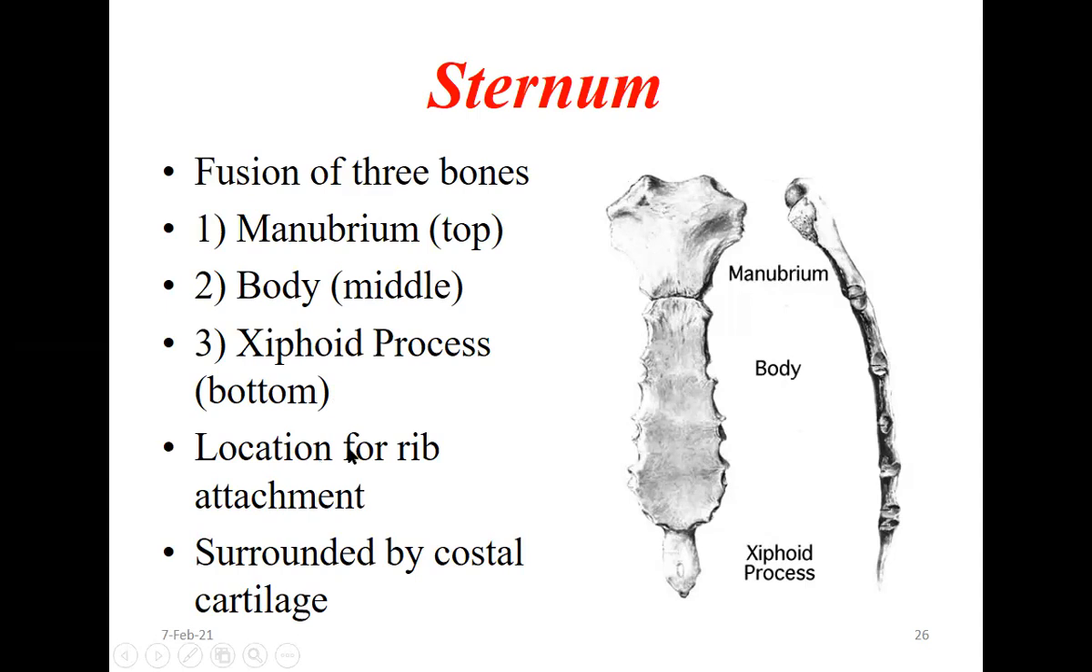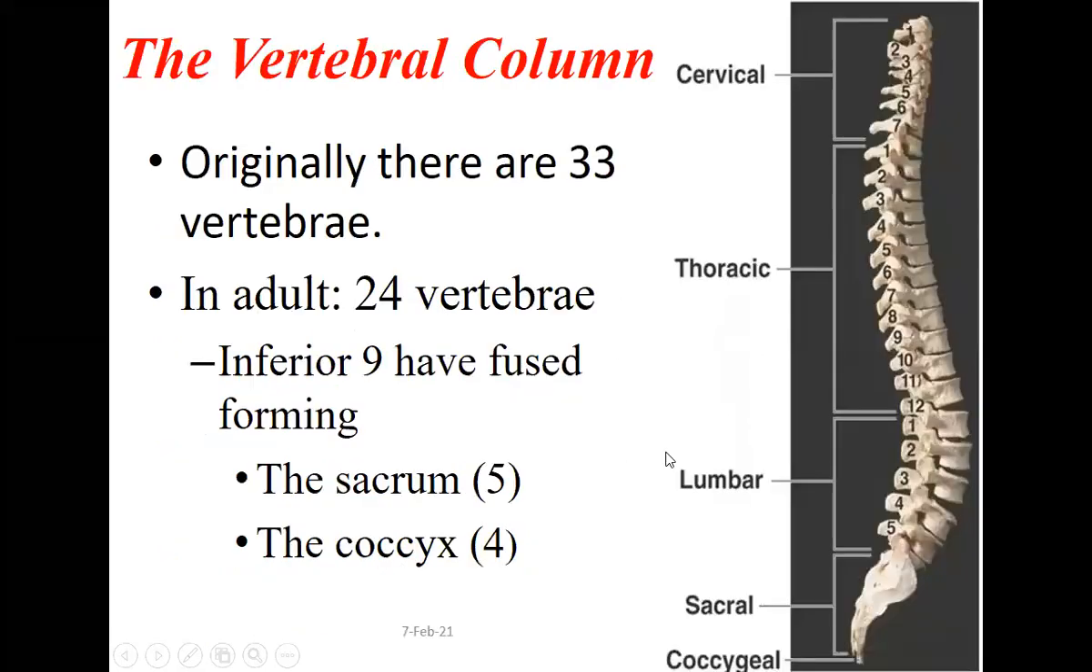Coming to the attachment of ribs, as I showed you, this is the side where the ribs are attached, surrounded by the costal cartilage. The ribs don't come directly, but they are attached by the costal cartilage here. Okay, so this is the sternum, which has three parts.